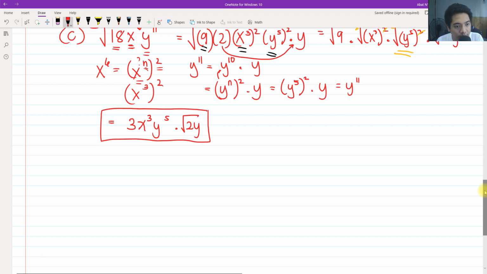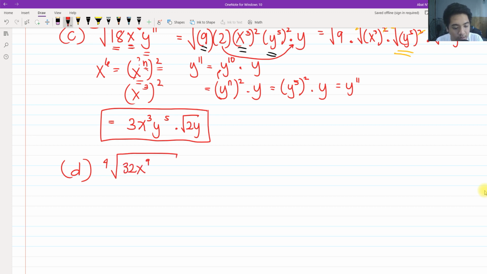Alright, for problem D, we have the fourth root of 32 x raised to 9, y raised to 5, and then z raised to 12. The exponents of x, y, and z are all greater than the index, which is 4, so this can be simplified. What we are going to do is the same thing that we did a while ago.